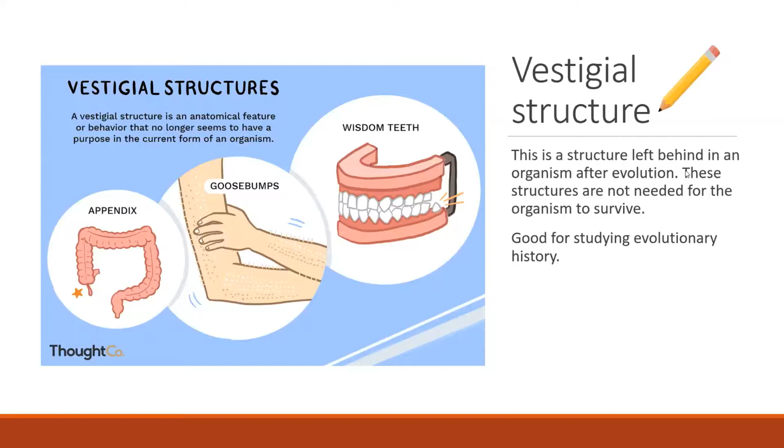So it says here, a vestigial structure is an anatomical feature or behavior that no longer seems to have a purpose in the current form of the organism, which is pretty much what I said. So the appendix is the classic example of an anatomical vestigial structure.